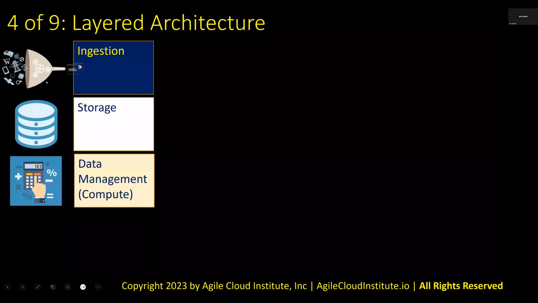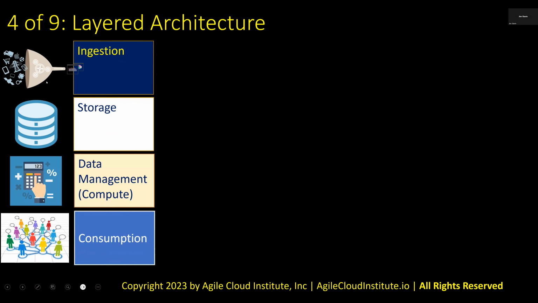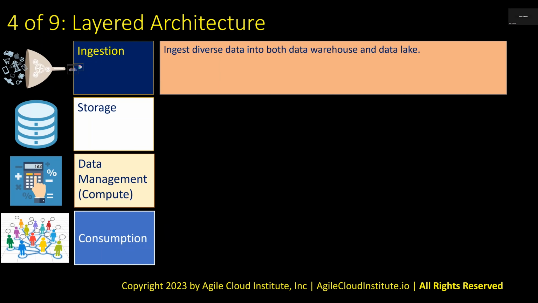It can also help to look at a data lakehouse as 4 layers that include an ingestion layer, a storage layer, a data management layer, and a consumption layer. The ingestion layer is where many different types of data are ingested into both the data lake and the data warehouse. Different types of automation are employed to do the data ingestion depending on the type of data. For example, streaming data might be ingested using tools like Kafka. Batch files might be ingested by scheduled jobs. Other types of data might be ingested using other types of tools.